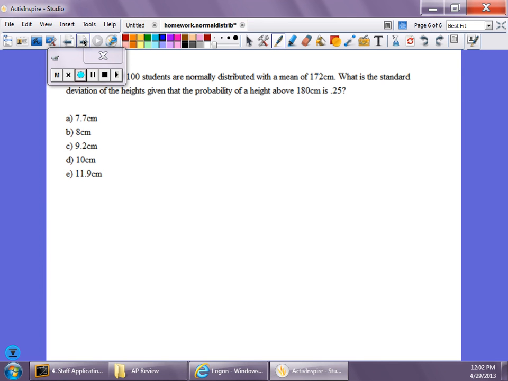They don't give us a z-score, but they tell us that 25% of the scores, or 0.25, are above the value, so we can figure out what that value is, and then substituting that value in, we can find our standard deviation.